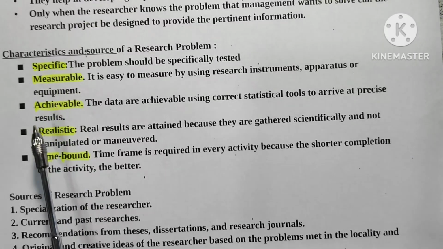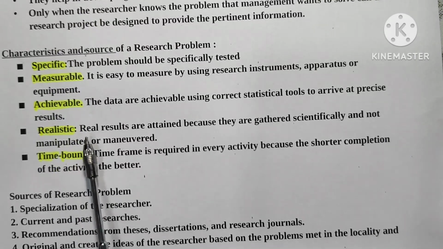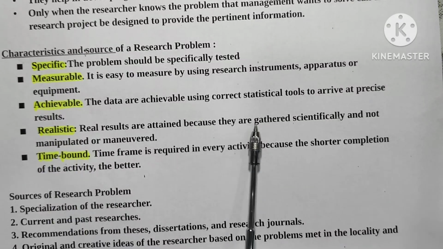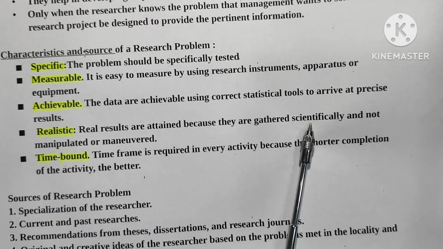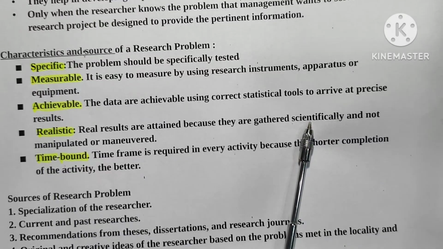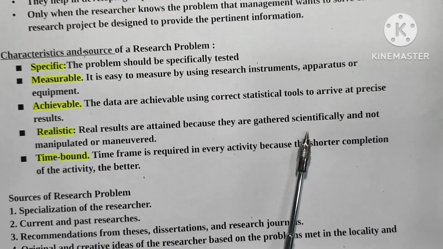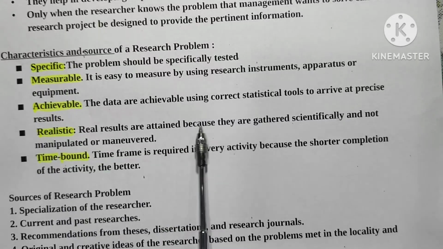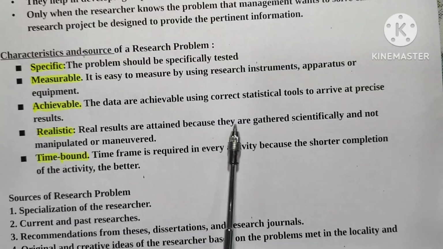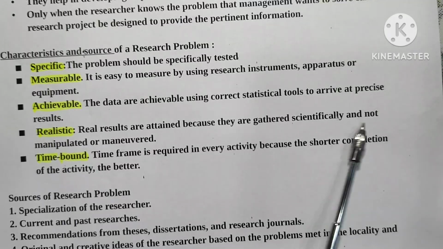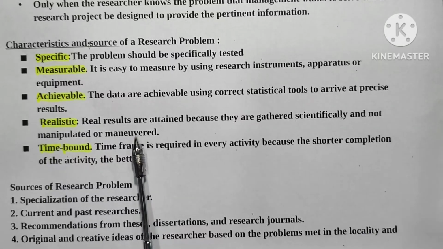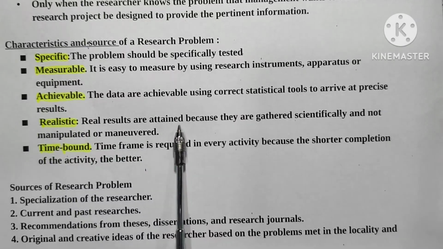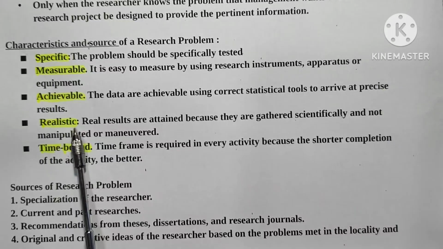Specific, measurable, achievable. Fourth one is realistic. Real results are attained because they are gathered scientifically. You are following all the steps from 1 to 10 or more than that, like research problem, selecting the objectives, then hypothesis, specifying the variables, dependent and independent variables, sample, population; you follow a scientific method. By using that you gather a lot of information and do research, and it is not manipulated or manual. So manipulations should not happen. Realistic results you should attain at the end of the research. So the research study should be realistic.